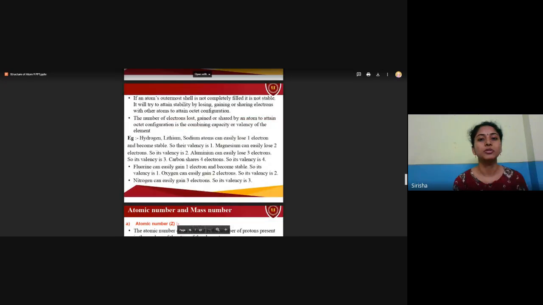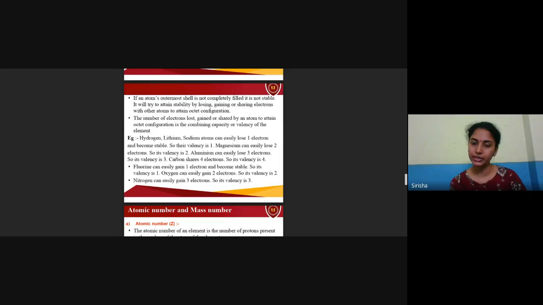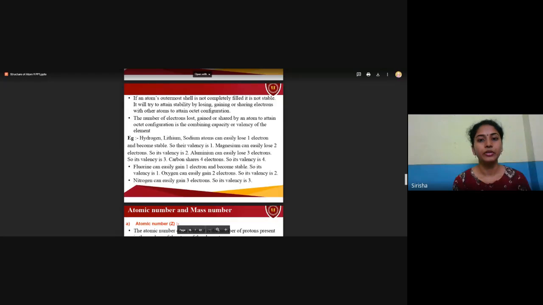If an atom's outermost shell is not completely filled, it is not stable. It will try to attain stability either by losing electrons from the outermost shell, by gaining electrons to get an octet configuration, or by sharing electrons. Okay, the number of electrons lost, gained, or shared by an atom to attain octet configuration is the combining capacity, also called the valency of that particular element.